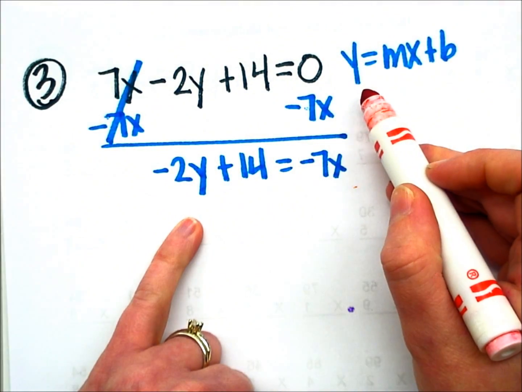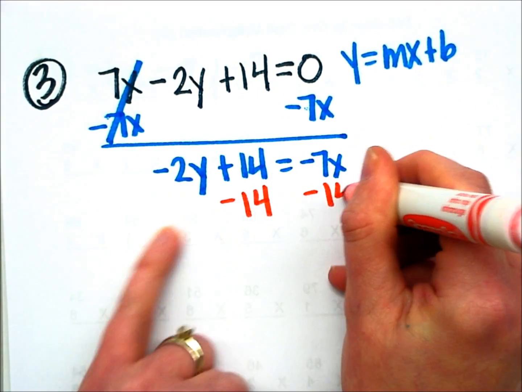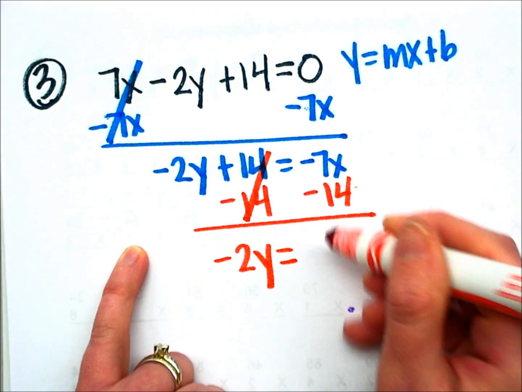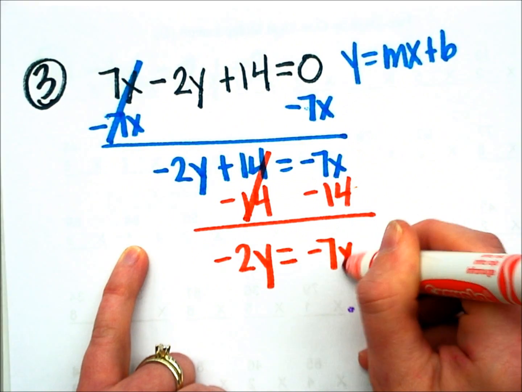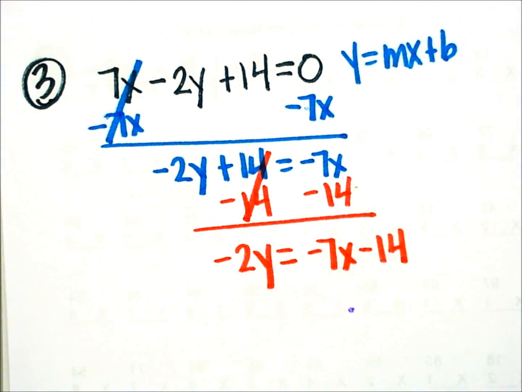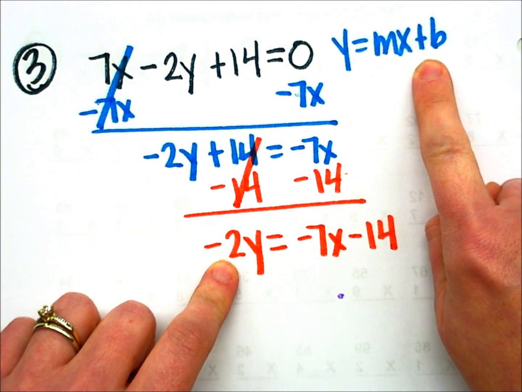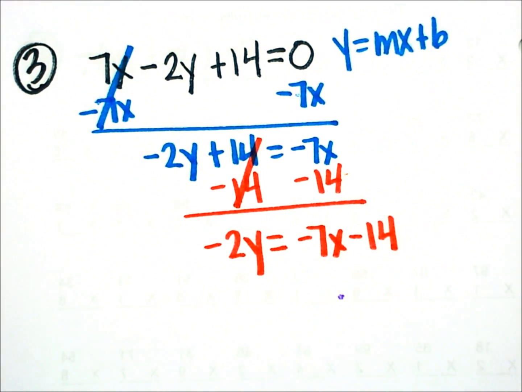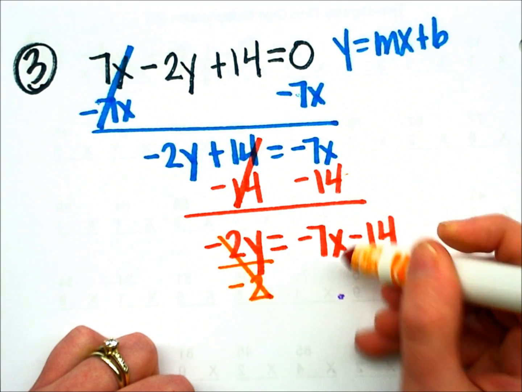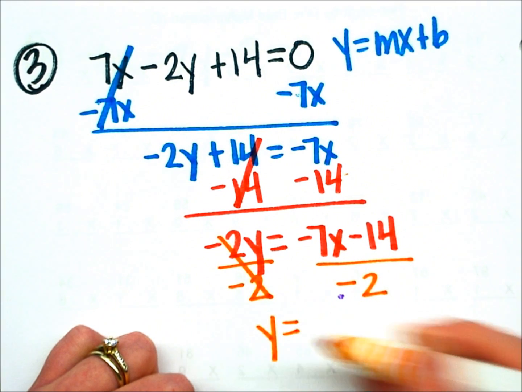Y is still not alone, so instead of adding 14, I can subtract 14 to isolate y. That's going to leave me with negative 2y equals negative 7x minus 14. These are not like terms and therefore cannot be combined. I'm constantly looking back at y equals mx plus b, and I see that this is still not in y equals form. To get y alone, I need to divide negative 2y by negative 2. If I do it on one side of the equation, I must also do it on the other. Here I'd be left with 1y, or just y.